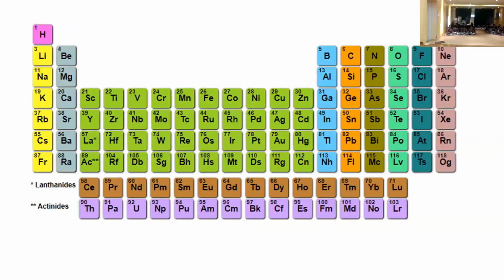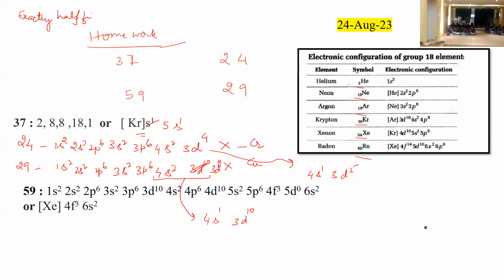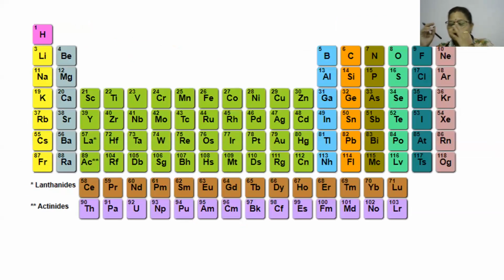Ma'am, can you explain 59, ma'am? Yeah, 59, I'll explain. 59 is an F block element. I was coming to that, right? See, this is the modern periodic table.